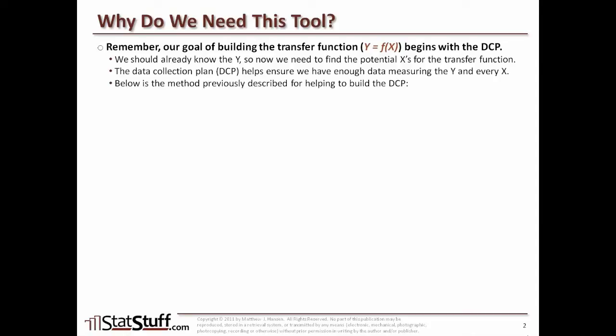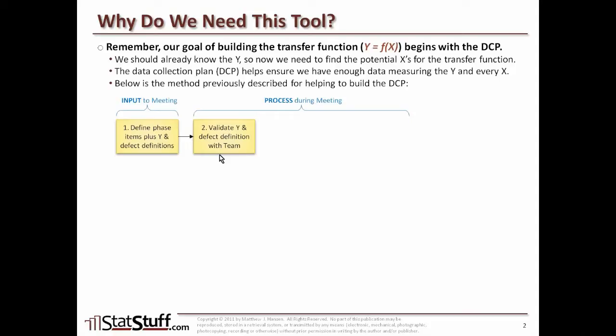So what we're going to review again is the overall method for how we might build the DCP. As an input to our meeting with the team, it's going to begin with making sure we have the defined phase items, which would also include the y and the defect definitions. All those things that we should have up to this point, make sure we have those already defined before the meeting even begins. And then for the meeting itself, the process that we will follow is going to begin with this next step, which is validating the y and the defect definition with the team to make sure they agree with it.